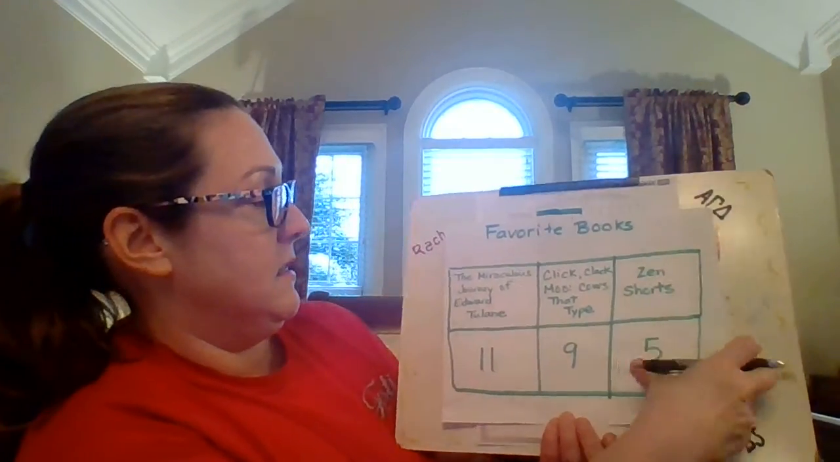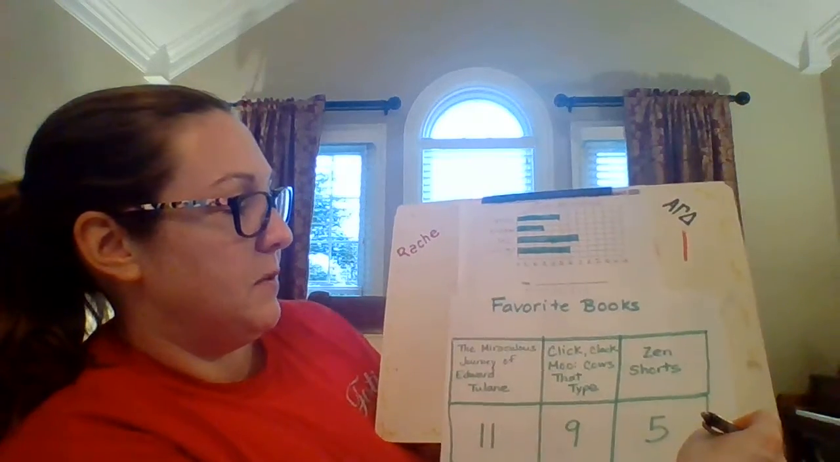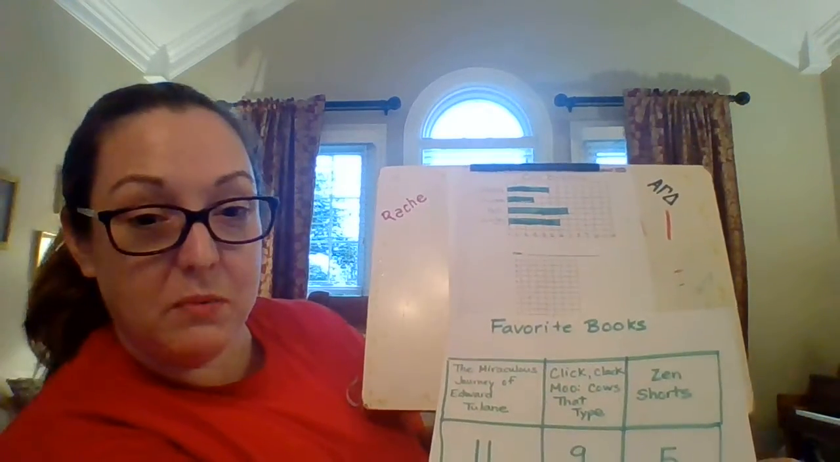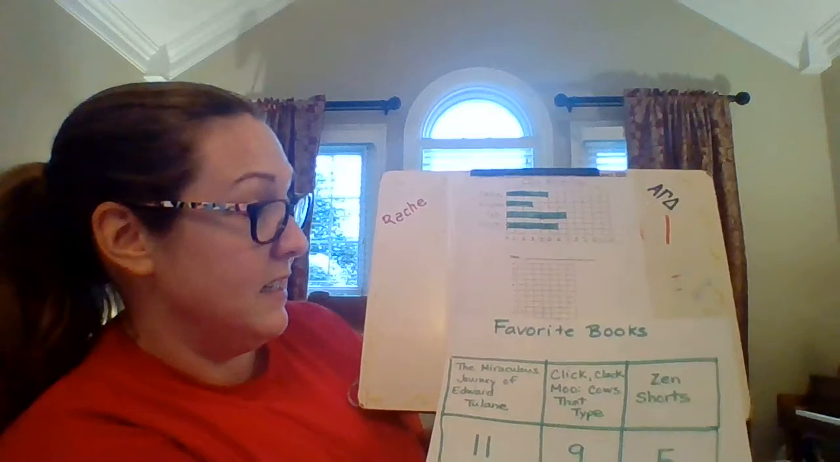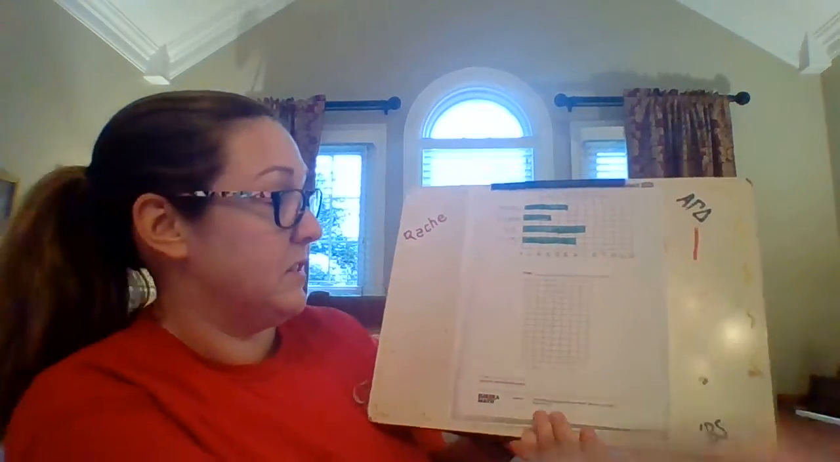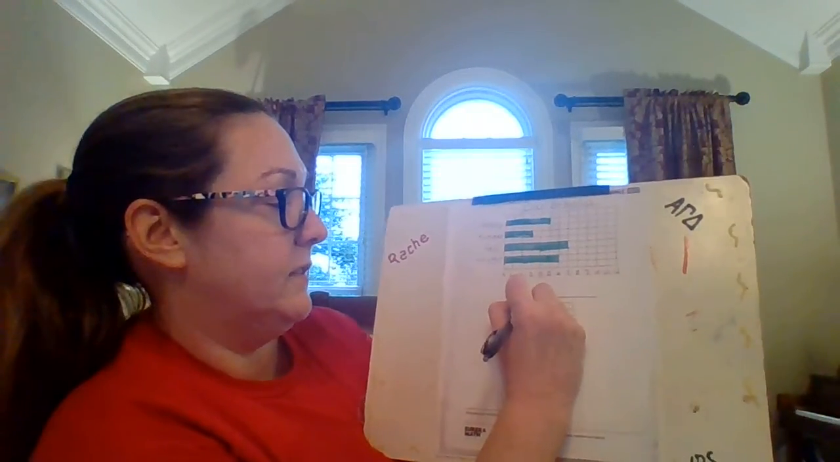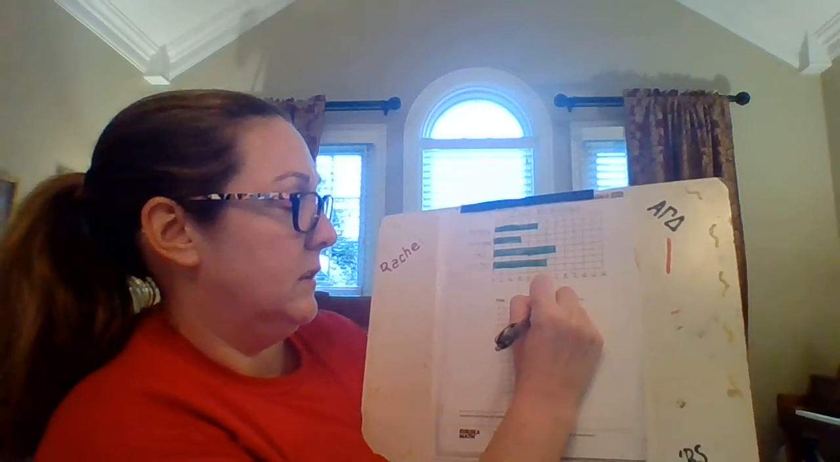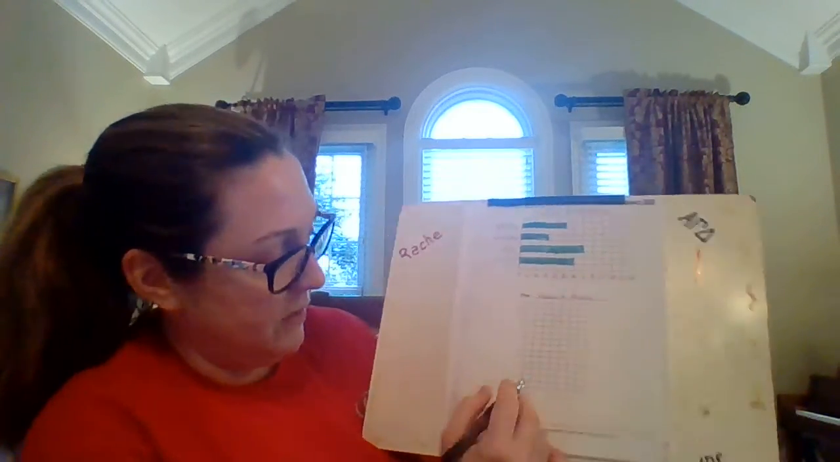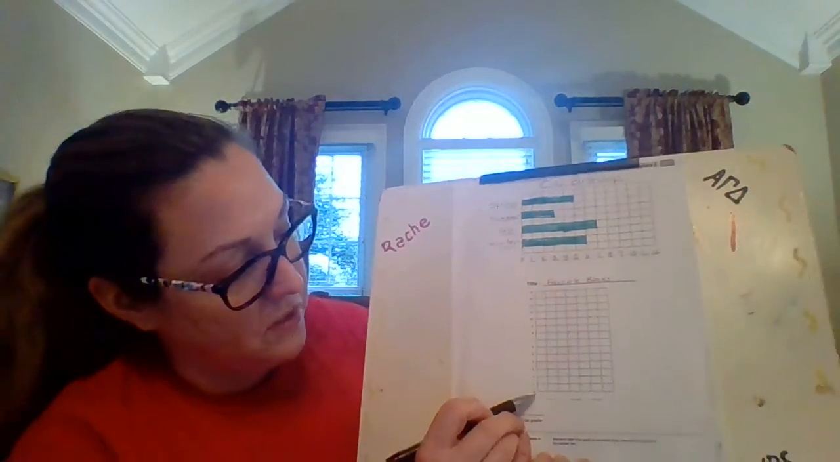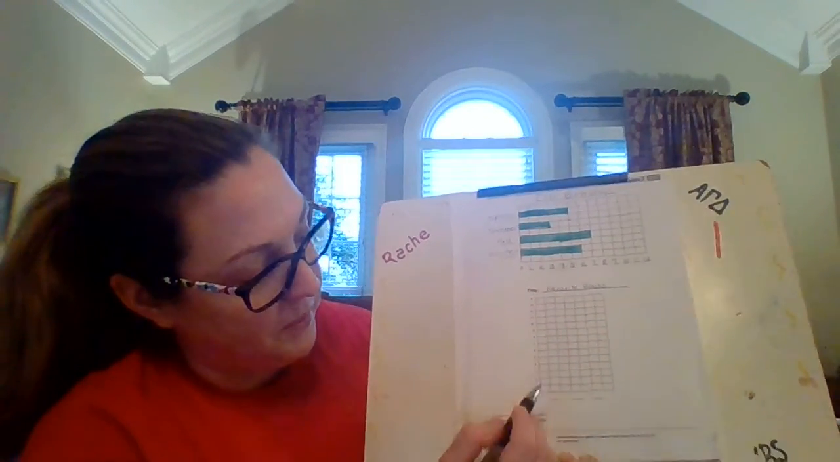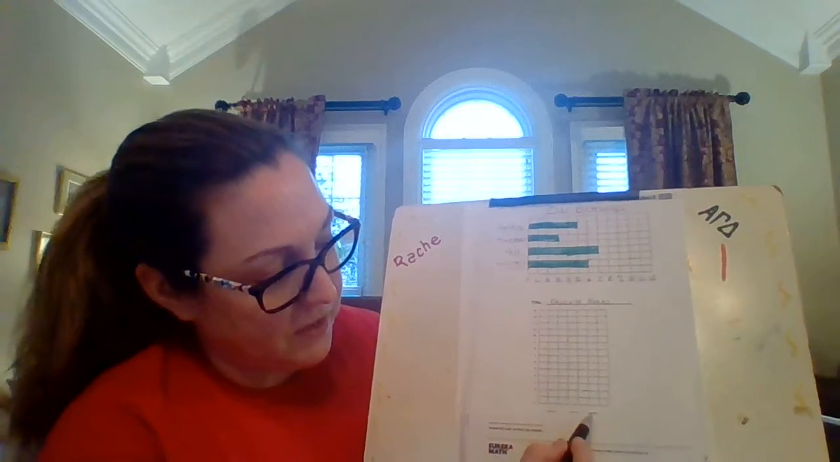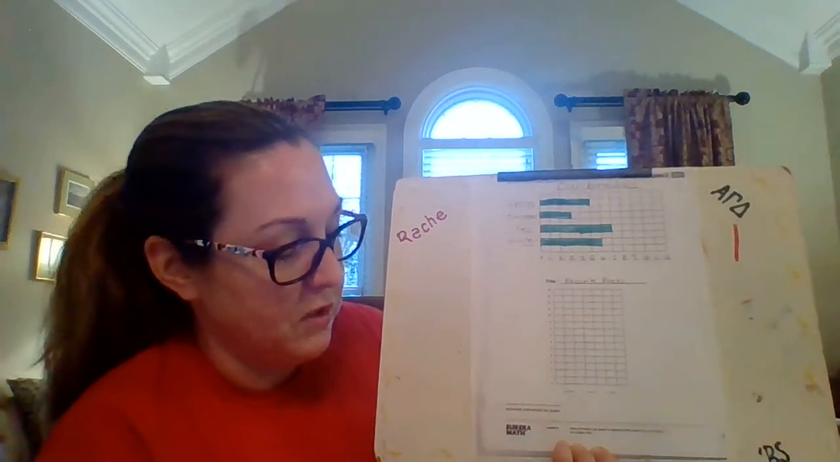Let's see. What should our title be? Can we get the title right off of the table? We can. Let's call it Favorite Books. Now, you'll notice on this one here, they've already scaled it for you. They've scaled it by ones going up. But they didn't put the categories in. So here's our 3 categories.